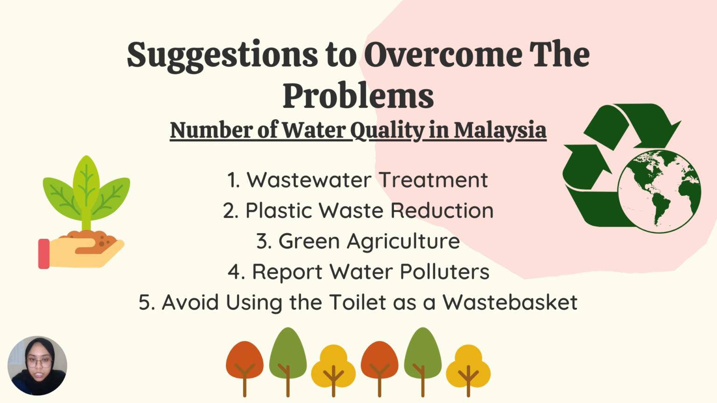Okay, this is the suggestion to overcome the problems number of water quality in Malaysia. First, wastewater treatment. Likely the most effective way to reduce water pollution is by treating some of the water before it's reintroduced into the waterways. This is a highly effective solution because wastewater treatment facilities are able to remove nearly all pollutants in wastewater via a chemical, physical or biological process. Sewage will be taken through several chambers of the facility to slowly reduce its toxicity level.